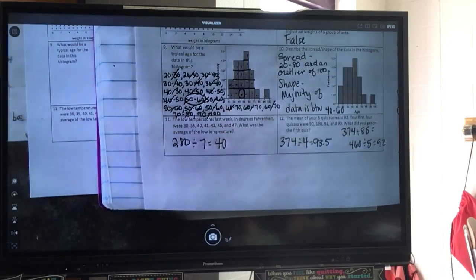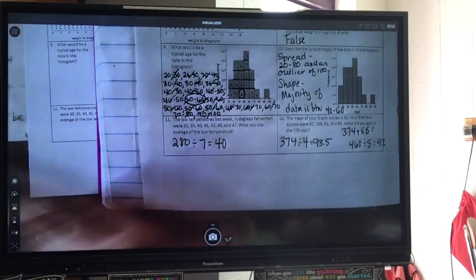Okay, and why did I put 2 on there? How many fall into the group of 20 to 30? 2. All right, you will not have to do that.